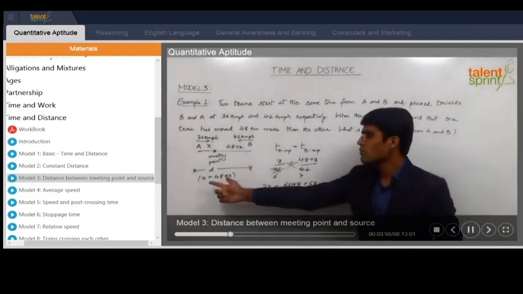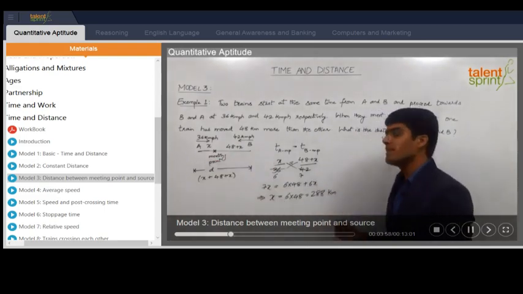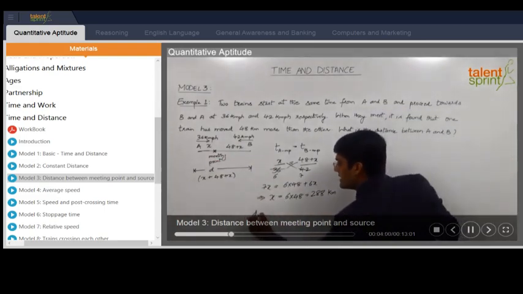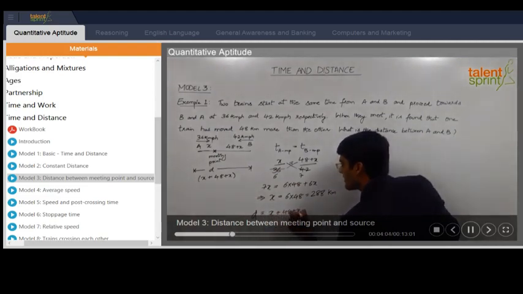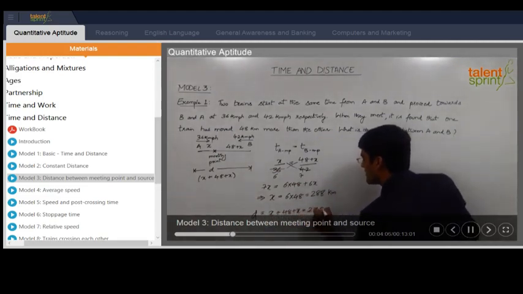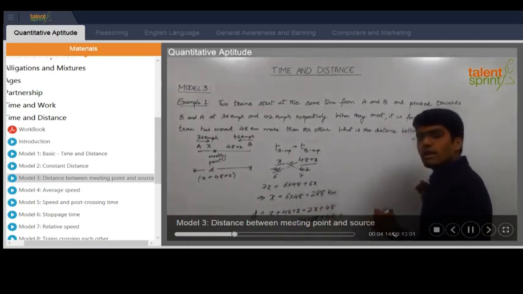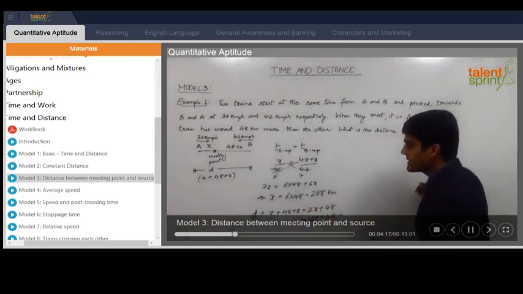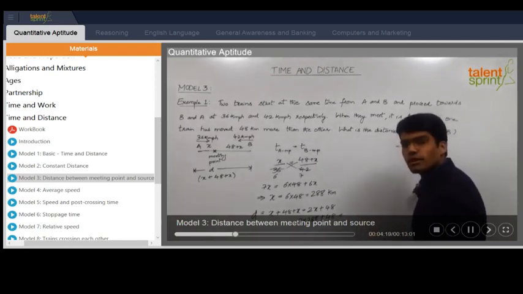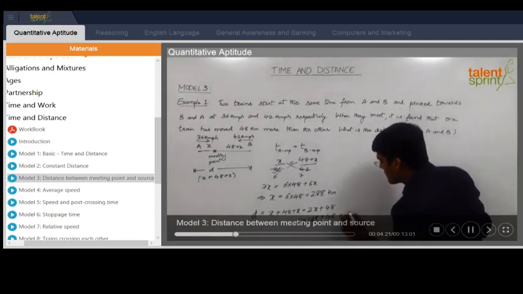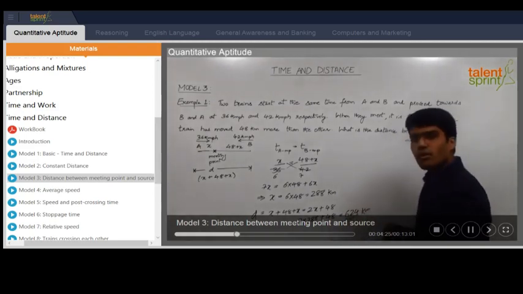We have to find out the total distance between the 2 points A and B. So the total distance D can be taken as x plus 48 plus x, or that is nothing but 2x plus 48. So this will be equal to 2 into 288 plus 48. 2 into 288 will be 576. 576 plus 48 will be 624. So the total distance here is 624 kilometers.